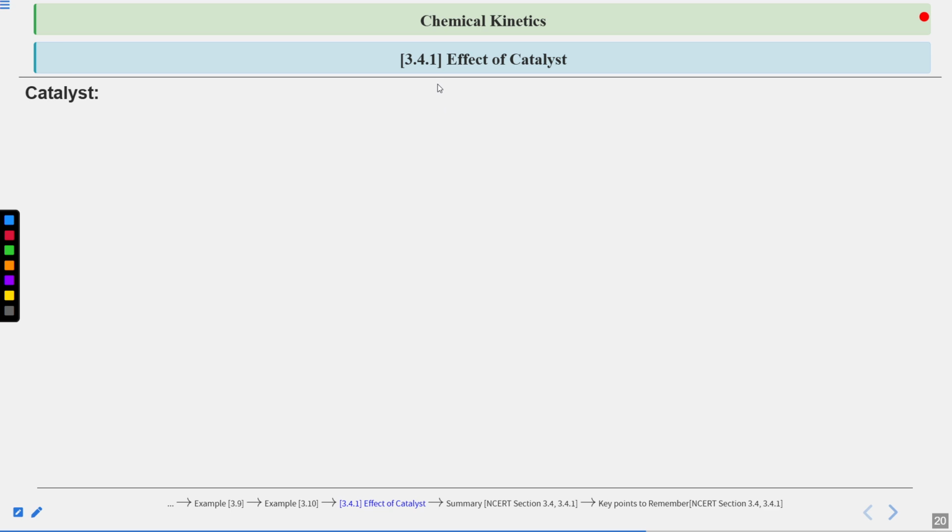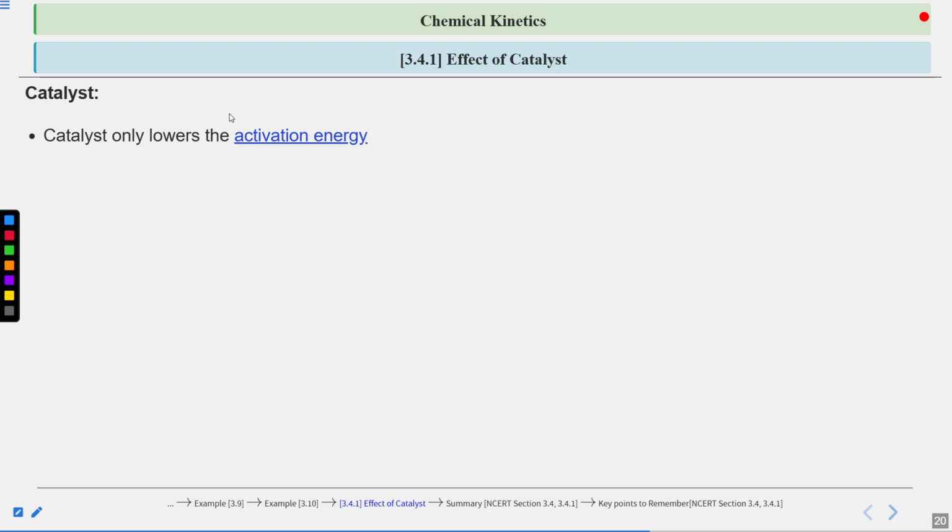Okay, now let's talk about the next topic, that is 3.4.1, effect of catalyst. So the catalyst only lowers the activation energy. As you all know, a catalyst is an element or a molecule you can use to increase the rate of a reaction, to speed up the reaction. It is not going to participate in the reaction, and you can add the catalyst to the reaction and get back the same amount of the catalyst after the completion of the reaction.